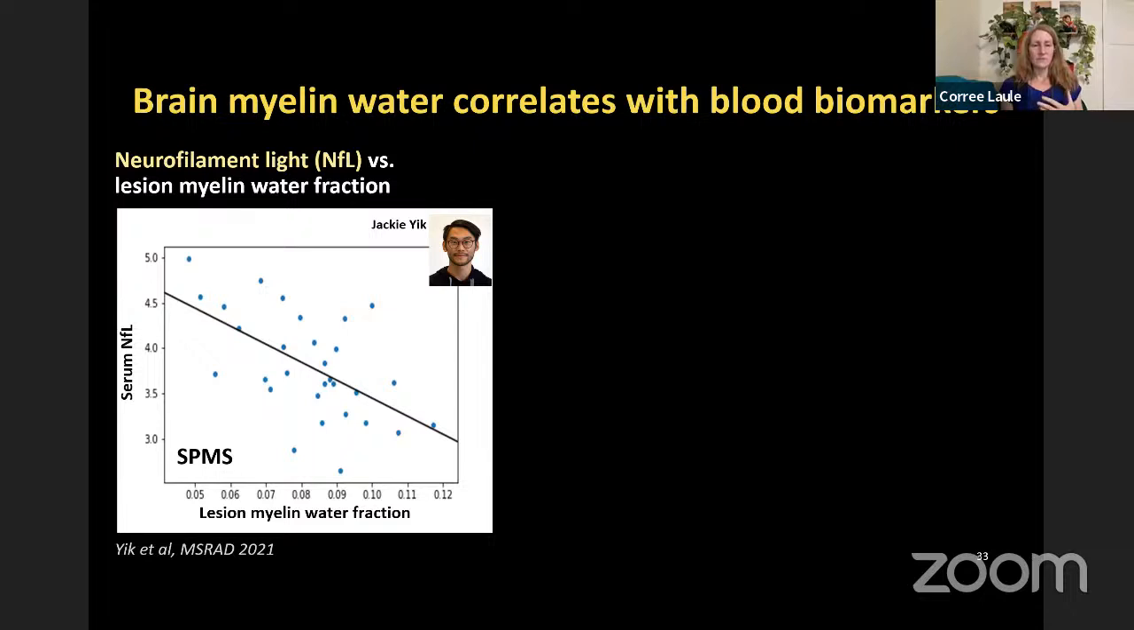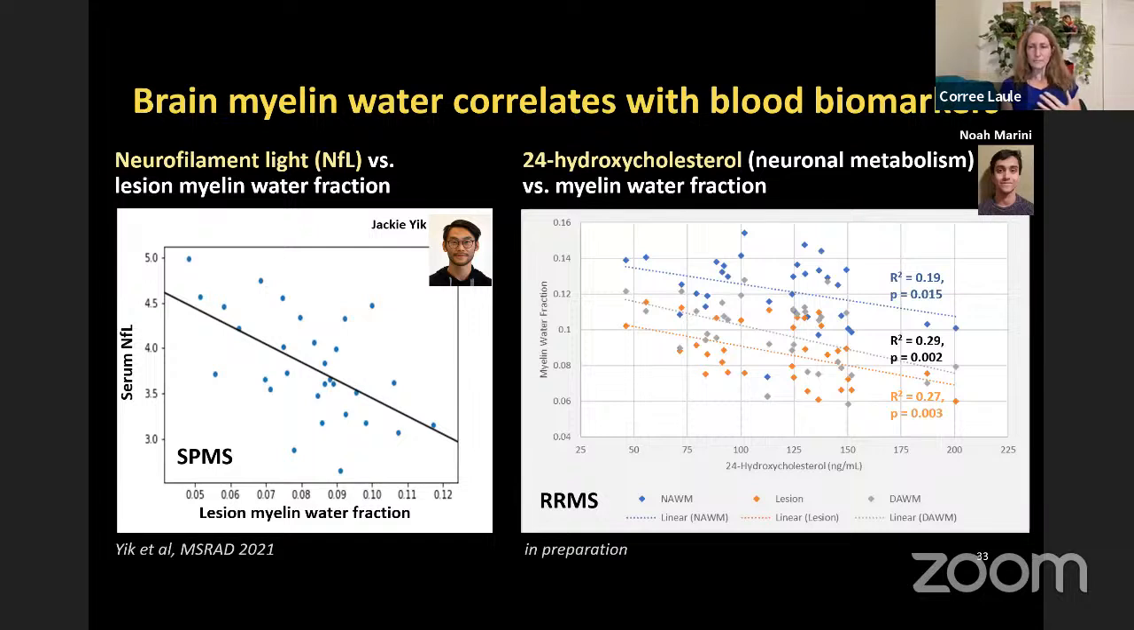And for this work, what he found was that it was the secondary progressive patients that had a correlation with serum neurofilament light, which is a reflection of active myelin and axon breakdown in the blood.